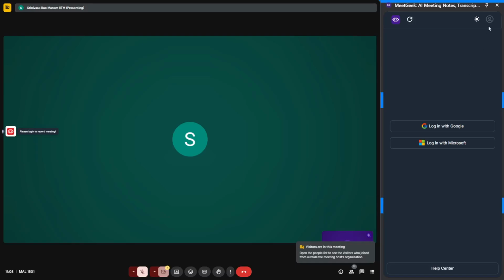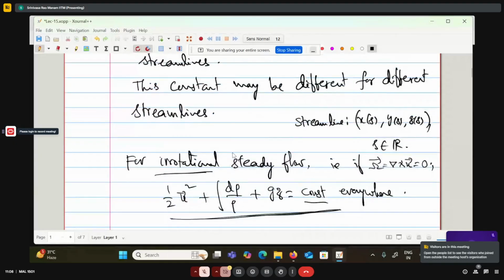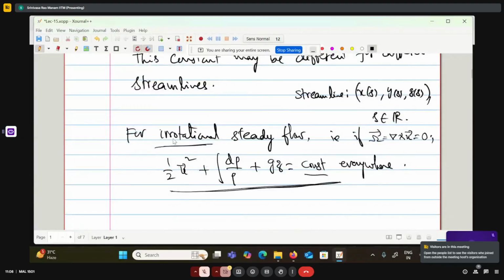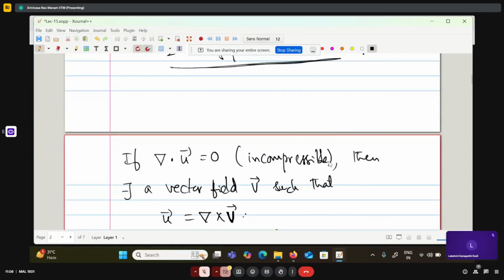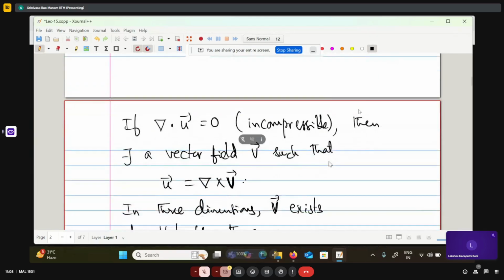Yes, it's only for steadiness. Steadiness only we have used. So irrotational thing also. So only for irrotational steady flow, in that case this is constant, we wrote. Okay, so now we actually started with this incompressibility.